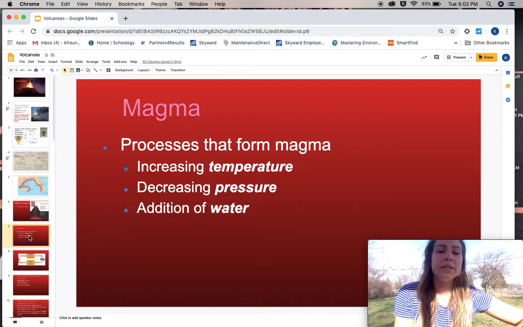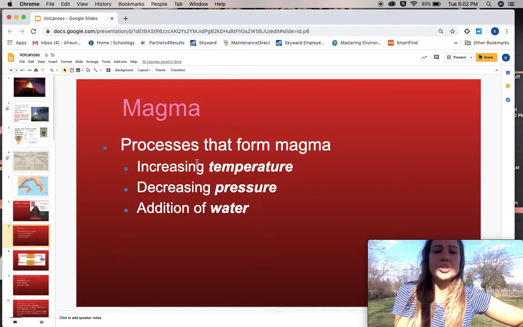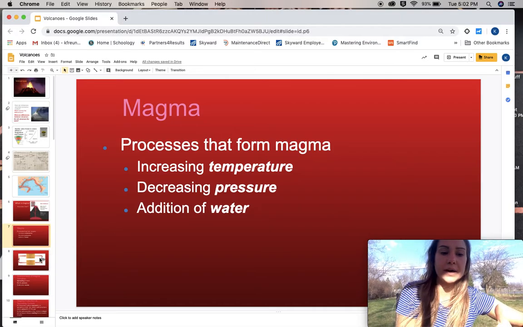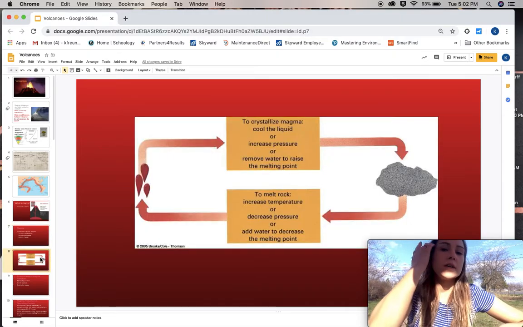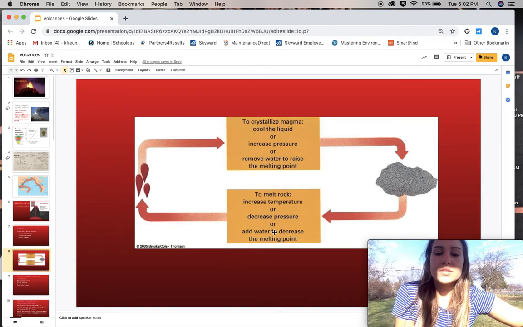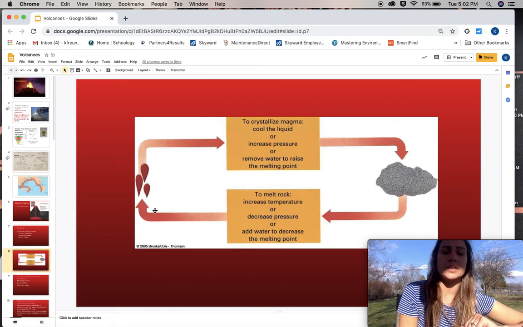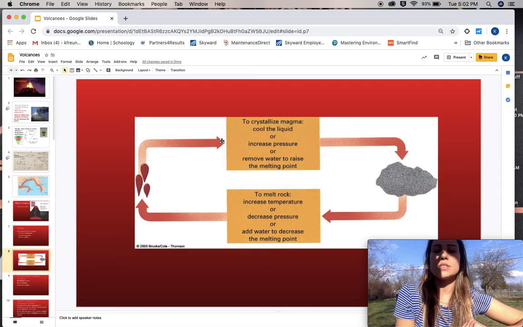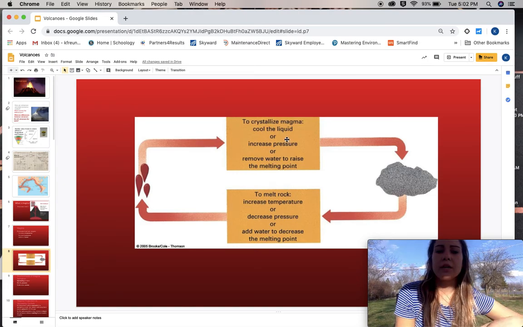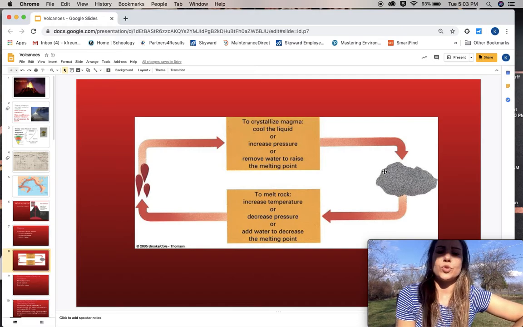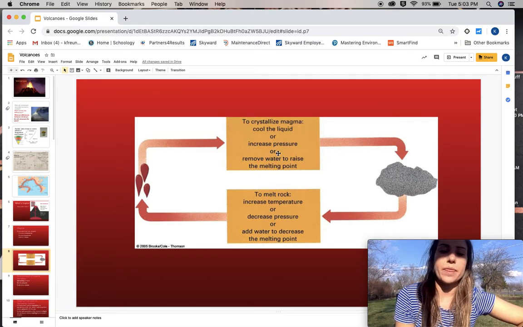So magma is formed when you increase temperature, when you decrease pressure, and when you add water. These are all processes that allow magma to form. So magma meaning liquid rock. This diagram is showing that: increasing temperature and decreasing the pressure is going to give us liquid. The opposite will give us a solid rock. So if we decrease the temperature or increase the pressure or take water out, that's going to give us the solid state here, which we would call igneous rock, and we'll learn more about that later.